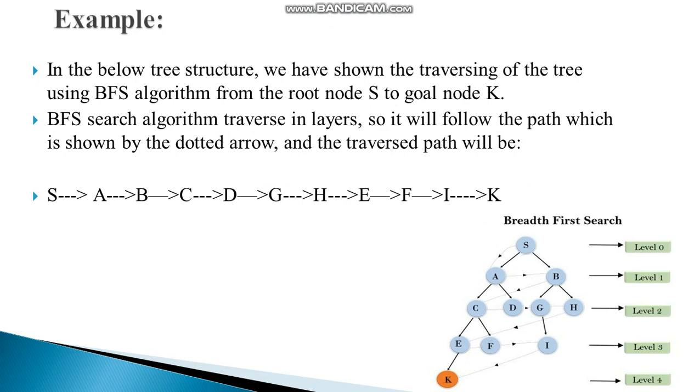Example: in the below tree structure, we have shown the traversal of the tree using BFS algorithm from the root node S to goal node K. BFS search algorithm traverses in layers, so it will follow the path which is shown by the dotted arrow, and the traversed path will be S to A to B, B to C, C to D, D to G, G to H, H to E, E to F, F to I to K.